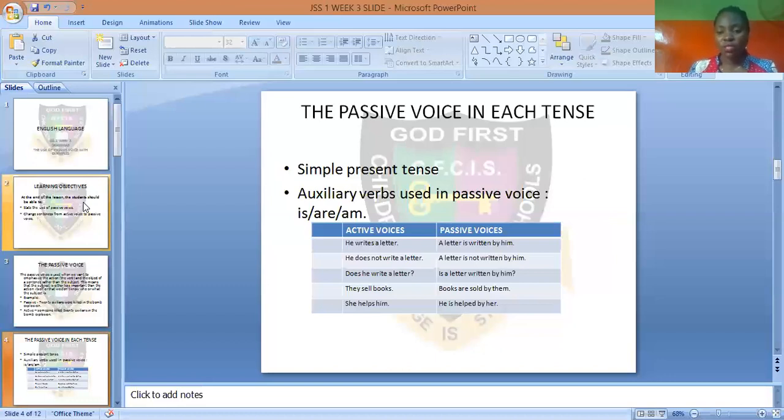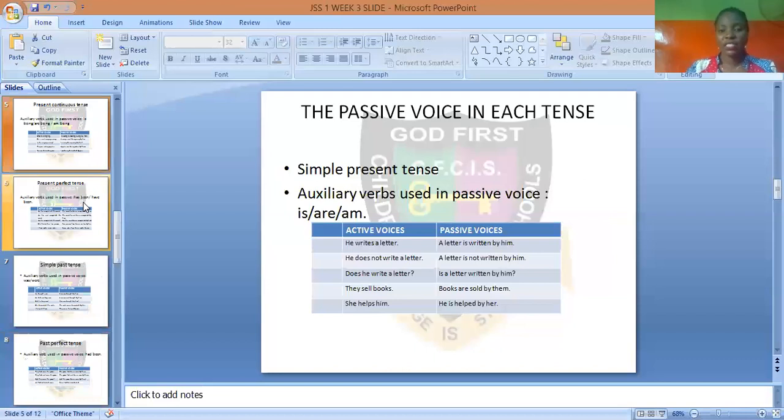They sell books. Books are sold by them. She helps him. He is helped by her. Now, if you take a look at the sentences in the passive voice here, you will notice that the auxiliary verbs is, am, and are are used in the sentences.